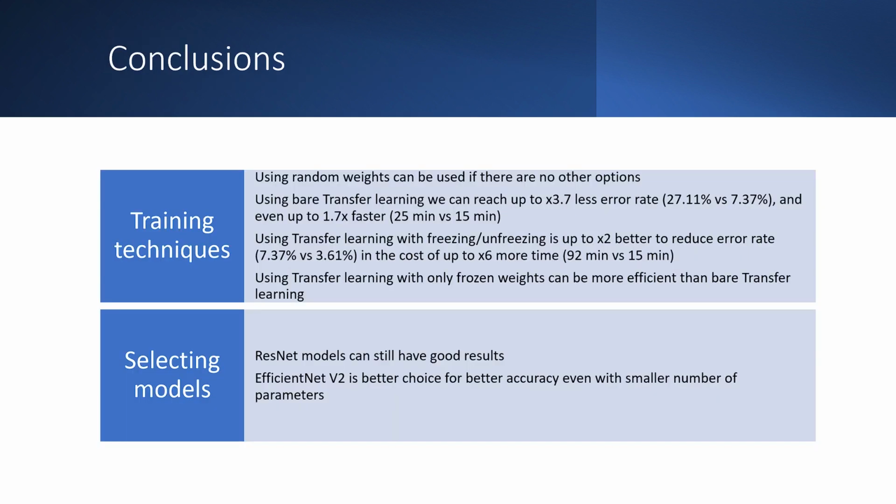Summarizing all said, we can say the following. Firstly, we can still use random weights for some mediate efficiency if there is no pre-trained model. Secondly, if we can obtain a pre-trained model, we can fine-tune it to achieve better results. And finally, we can use ResNet models in combination with other models to achieve better results. But if we need to use only one model, EfficientNet version 2 is a better choice.